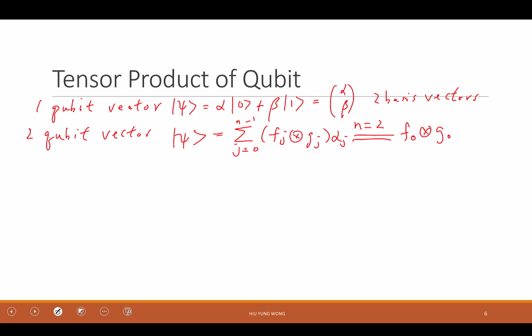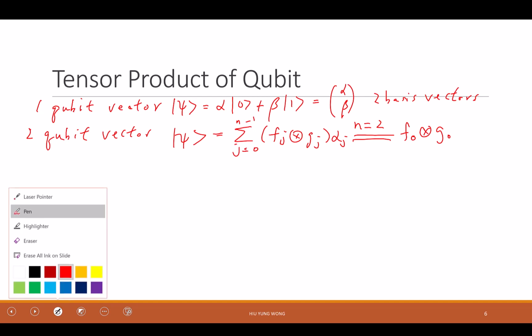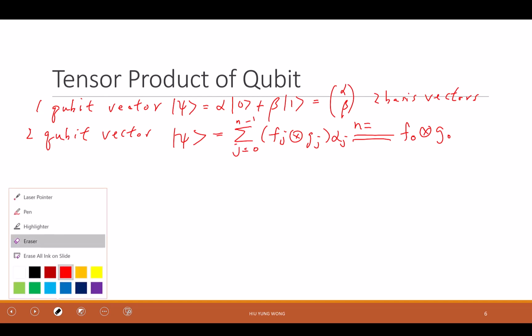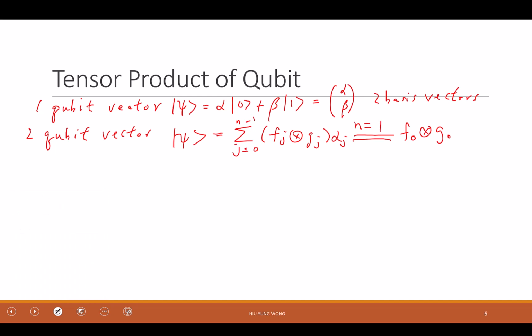Is it n equal to 2? No, it doesn't matter actually, sorry. It depends on how many you want to combine. Actually, I want to give an example that is n equal to 1, so it only has one term, okay? For example, n equal to 1. So it's F0 tensor product G0, for example.